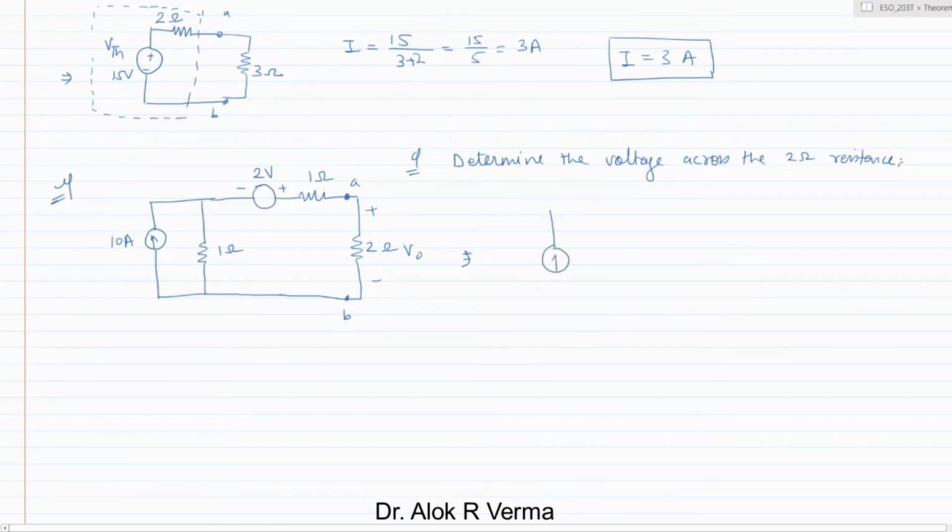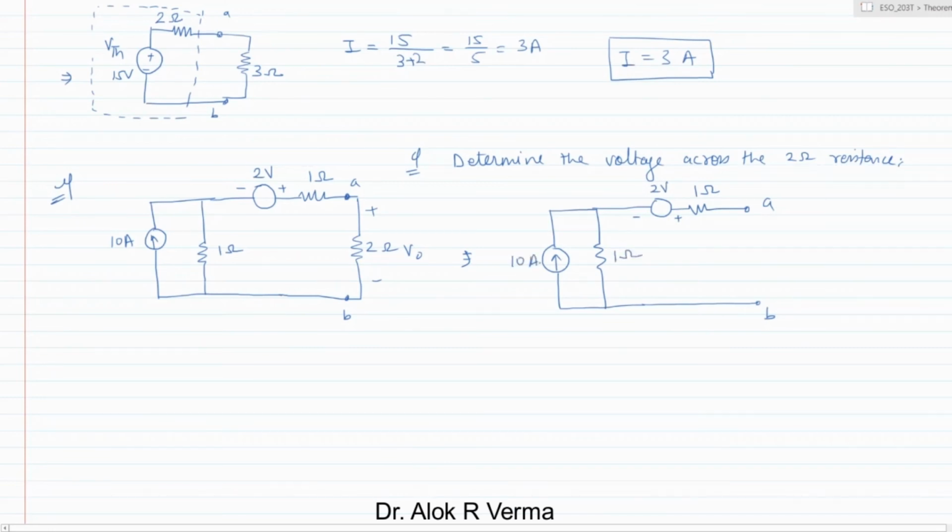You have a current source, a parallel resistance, and the remaining battery. This is your remaining circuit after removing the 2 ohm resistor between the terminals A and B. And this is the drop voltage of the 2-volt battery.